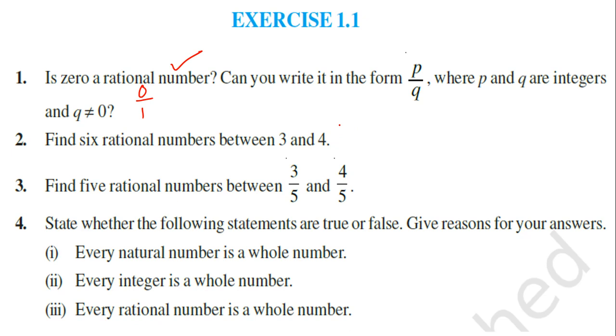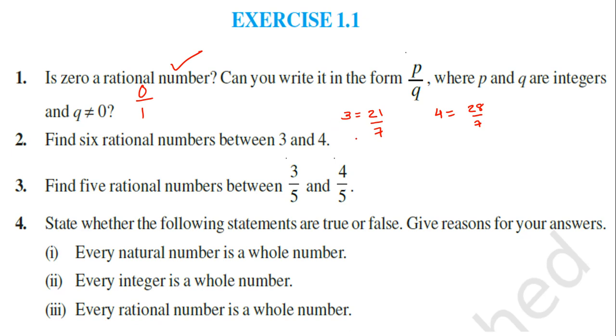Yes, 3 is equal to 21 by 7. 4 is equal to 28 by 7. So now you can write between 21 by 7 and 28 by 7 any numbers: 22 by 7, 23 by 7, 24 by 7, 25 by 7, 26 by 7, 27 by 7. It is like this. So the thing is that you have to write these numbers in a different way.